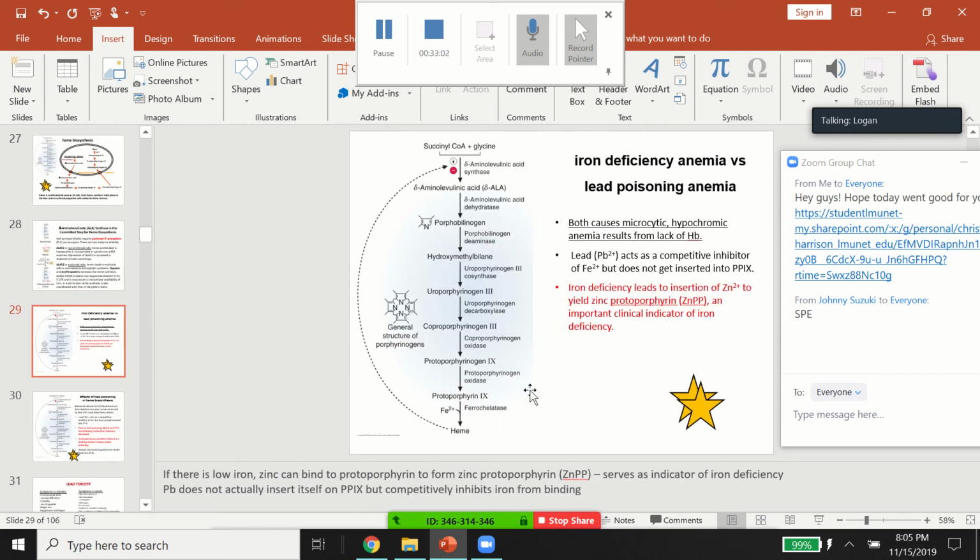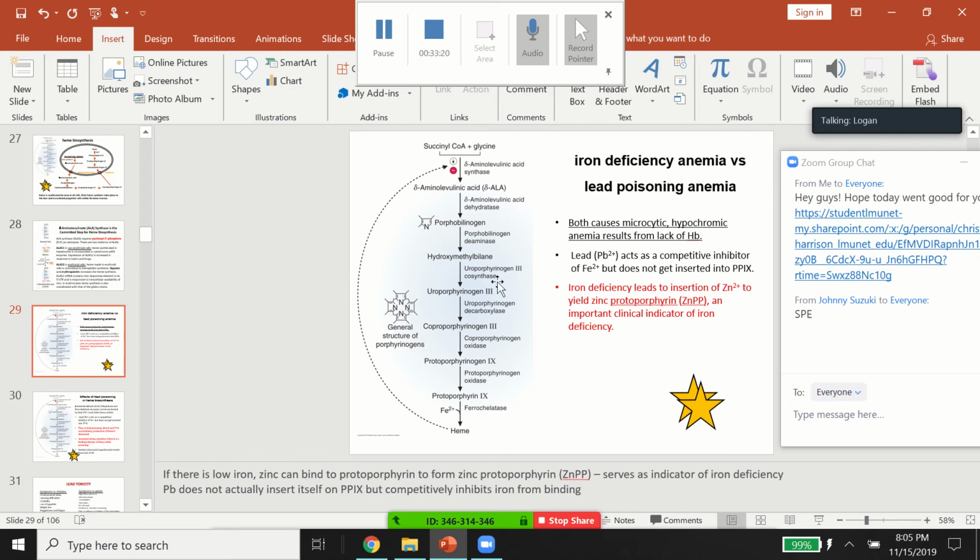Now, like I've already mentioned before, if they mention any specific anemias or disorders, you have to always keep in mind what the differences are between the two, so you can differentiate them. All right. Now, both of these cause what we refer to as microcytic hypochromic anemia.